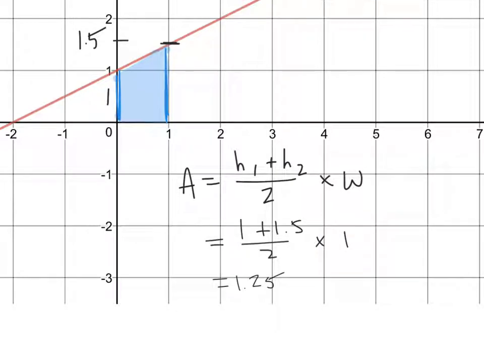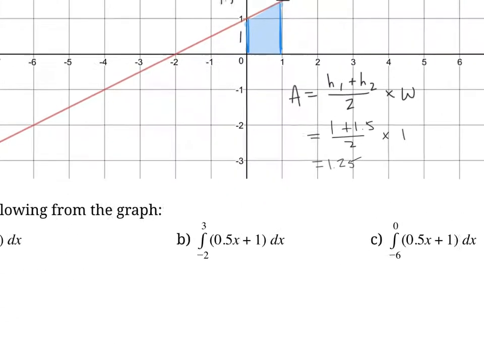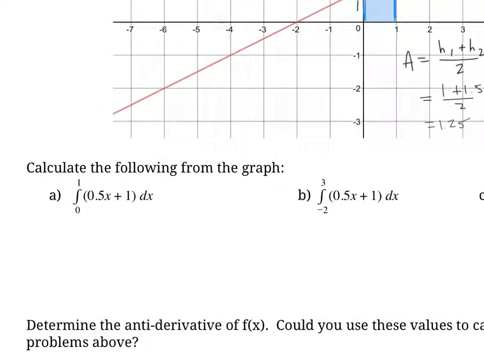So when we do that, the answer ends up being 1.25. The area of that between 0 and 1 is 1.25. So let me just put that down here. Equals 1.25 units squared, whatever the units are.